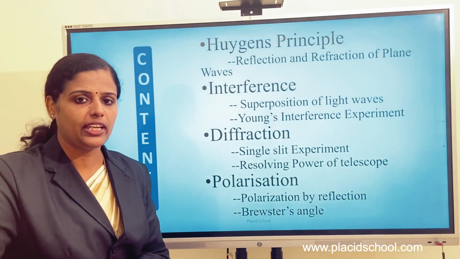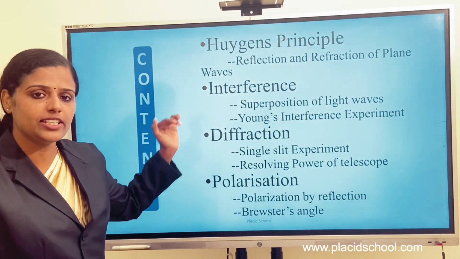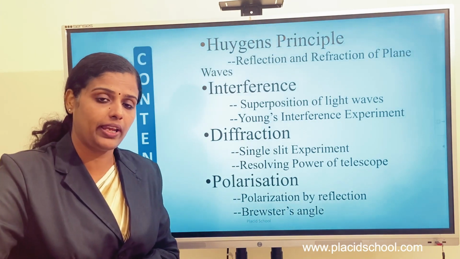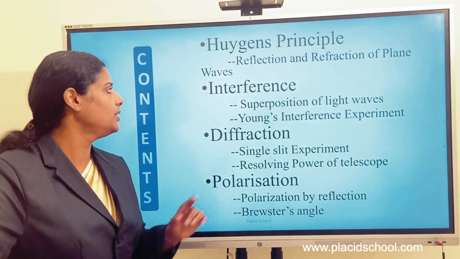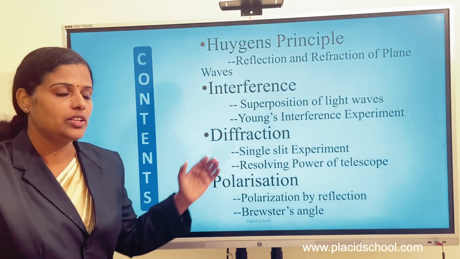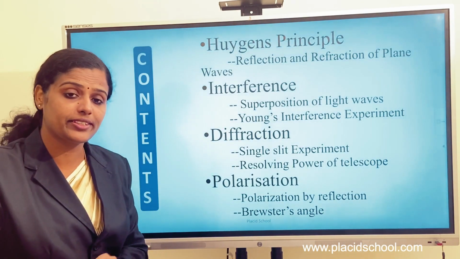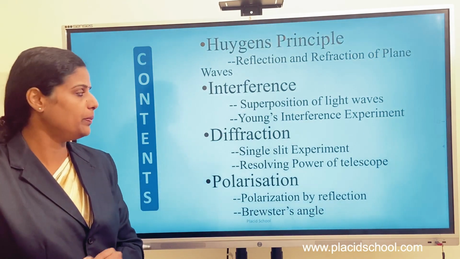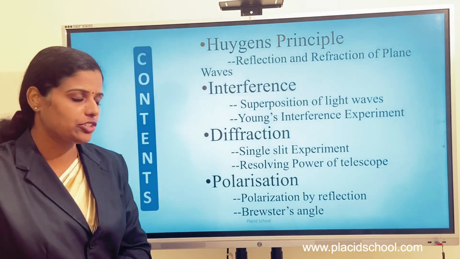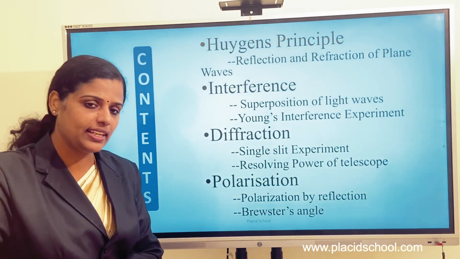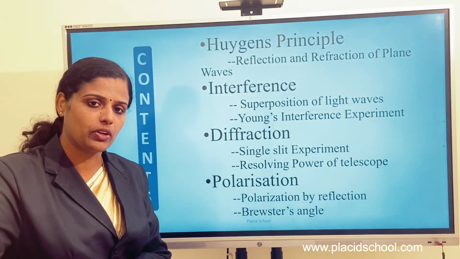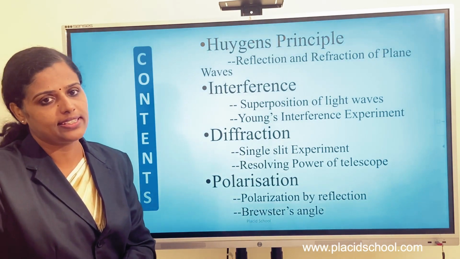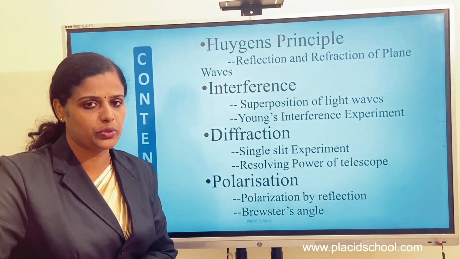This lecture module includes first Huygens' principle, then reflection and refraction of plane waves using Huygens' principle, interference, the superposition principle which is the basics of interference, then Young's interference experiment, then comes diffraction, diffraction due to a single slit, then resolving power of telescope, and finally polarization, polarization by reflection and Brewster's angle.